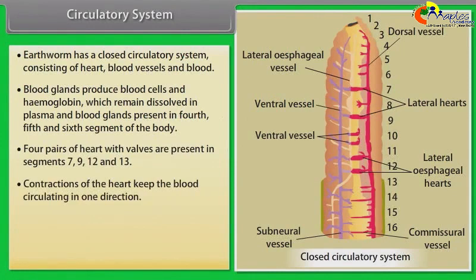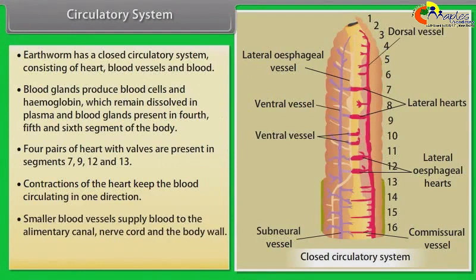Contractions of the heart keep the blood circulating in one direction. Smaller blood vessels supply blood to the alimentary canal, nerve cord and the body wall. Blood cells are phagocytic in nature.